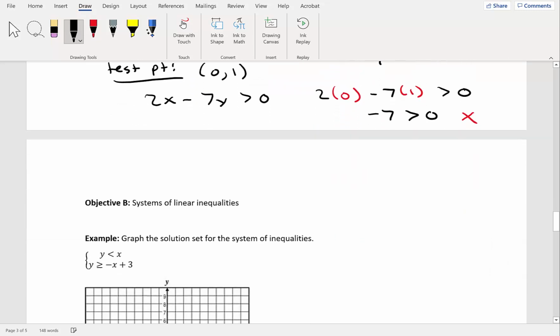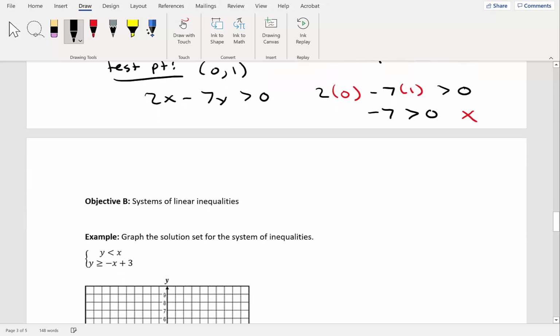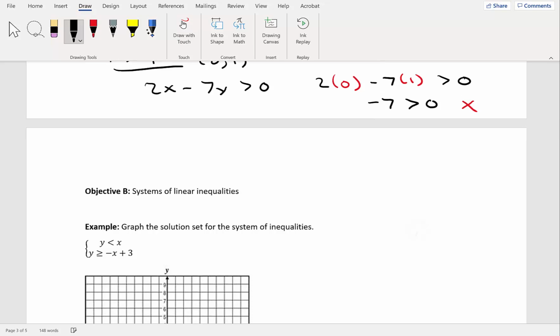Okay, so we have a couple more problems. Our next objective, we're going to be solving systems of linear inequalities. Now with this objective, we're essentially doing the same thing that we just did, but we have to do it twice, or maybe 3 times. Okay? So we have to do it for each inequality that we have. And then to get our solution, we have to see what side they have in common. What shaded part do they both have in common? And that'll be our solution to the system of inequalities.